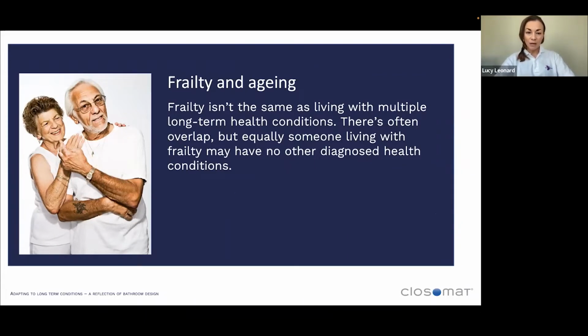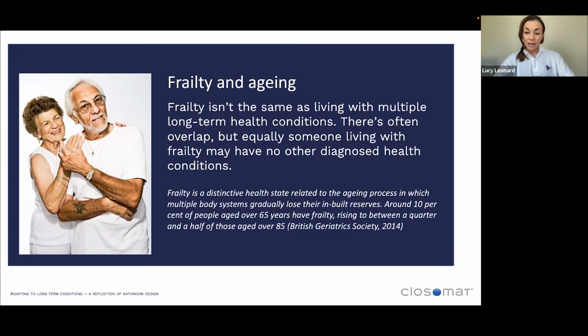So what actually is frailty? The British Geriatric Society define frailty as a distinctive health state related to the aging process in which multiple body systems gradually lose their built-in reserves. They estimated around 10% of people aged over 65 have frailty, rising to about 25 to 50% of those aged over 85. If you go on the British Geriatric Society website, they do touch on disability as well, and they say that frailty and long-term conditions are not the same as disability, although frailty can cause disability.